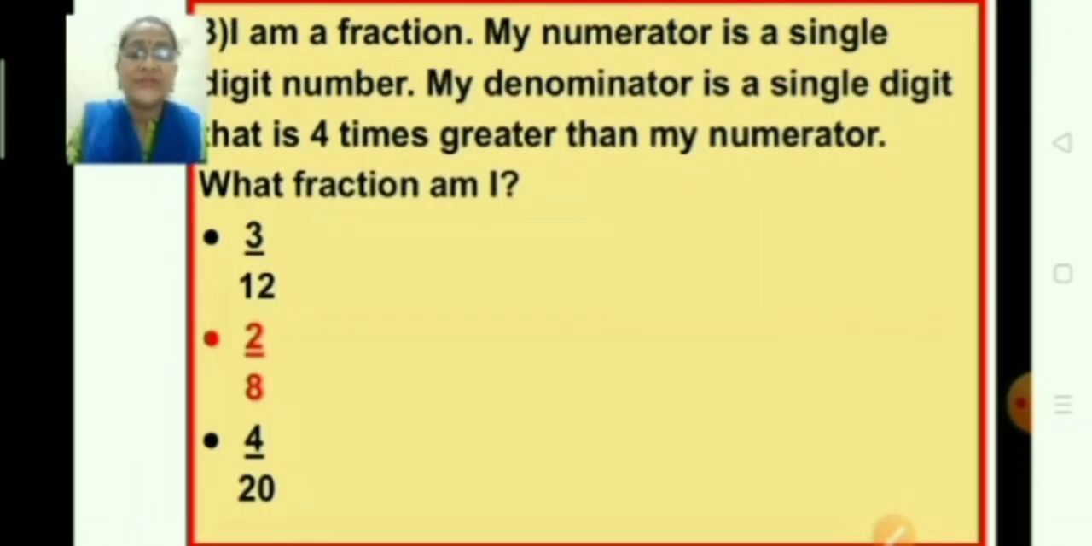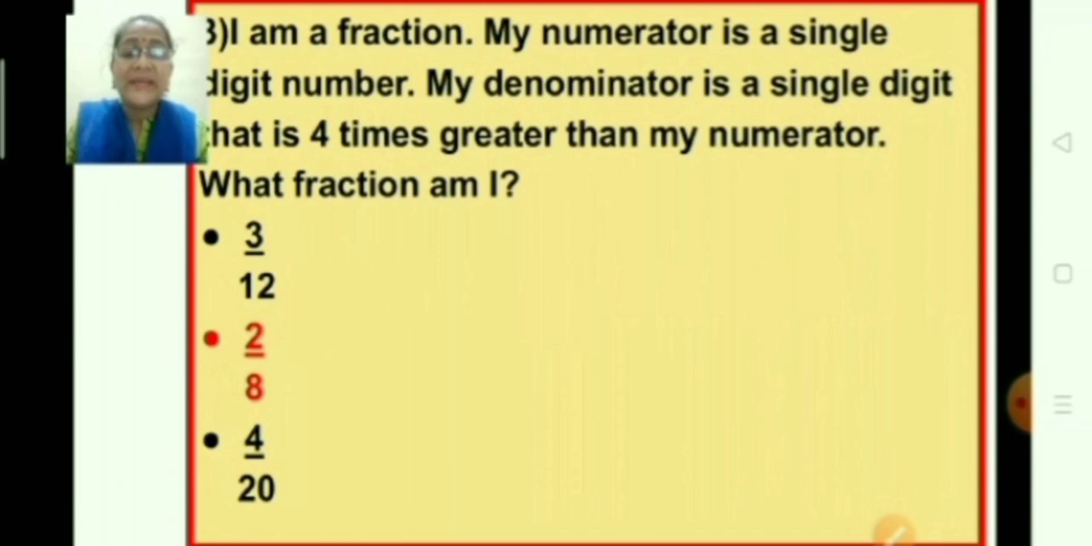Now the third question is, I am a fraction. My numerator is a single digit number. My denominator is a single digit number that is 4 times the numerator. What fraction am I? Now children, note that the numerator and the denominator both are single digit numbers, but the condition is what? The denominator is 4 times the numerator.